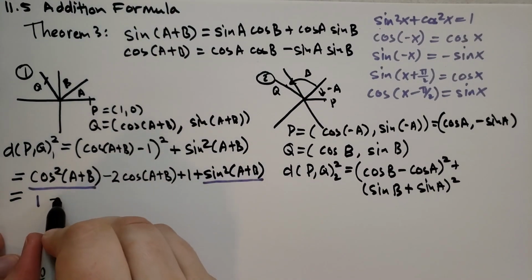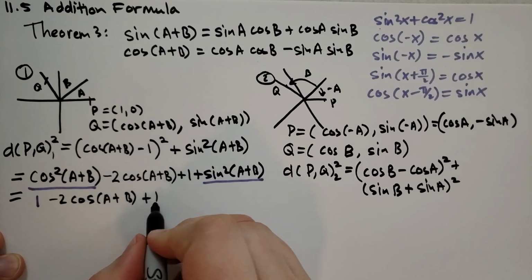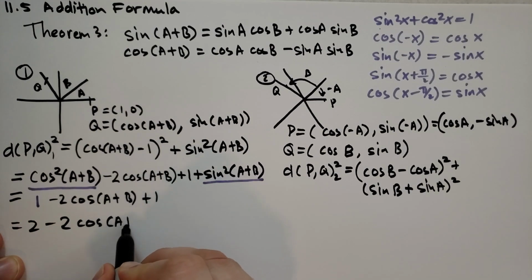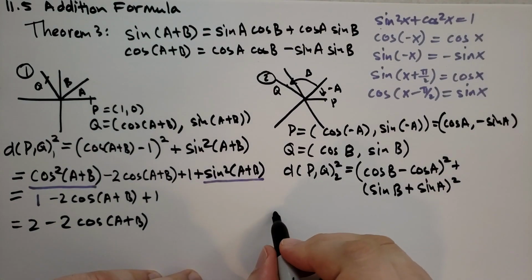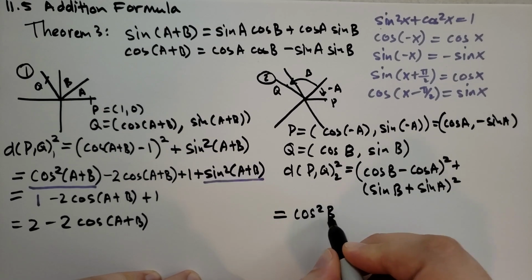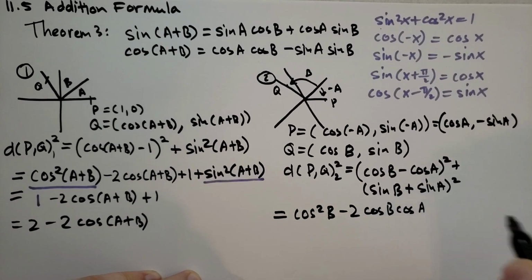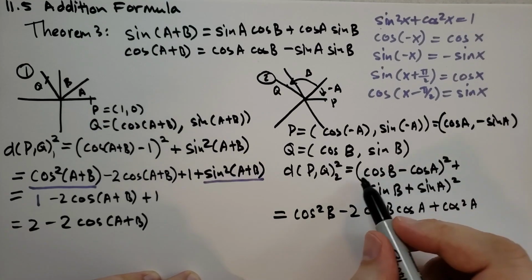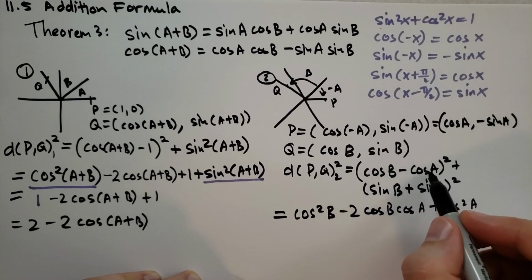Then we have the minus 2 cosine of a plus b. We have another 1 that's left over, so we get 2 minus 2 cosine of a plus b. On the other side, it's going to be a little bit more messy because we have cross terms here. So we have cosine squared of b minus 2 cosine b cosine a plus cosine squared of a. So we're expanding this difference that's squared.